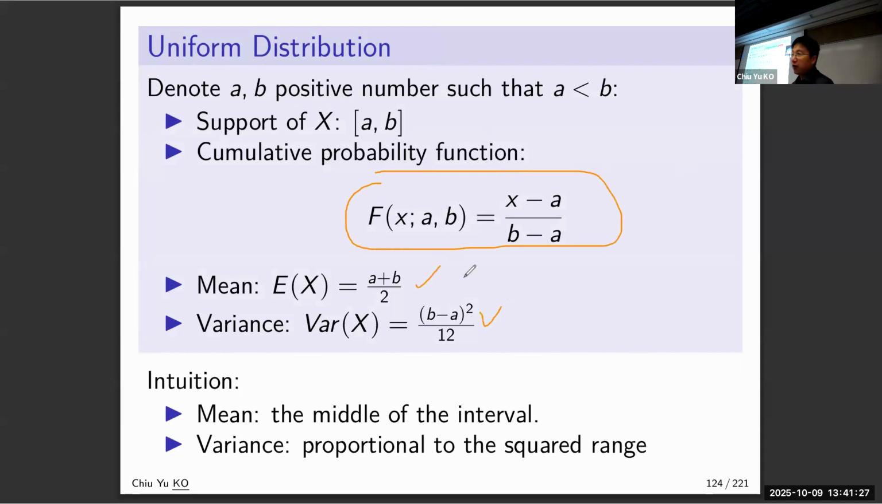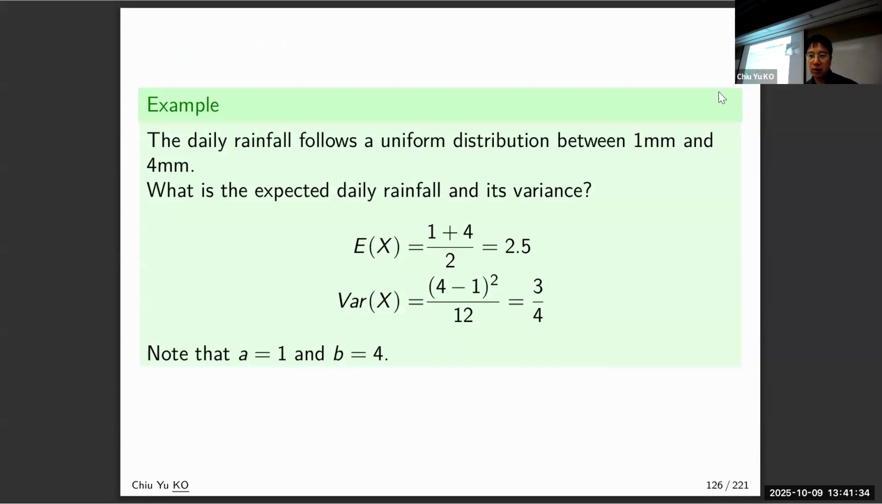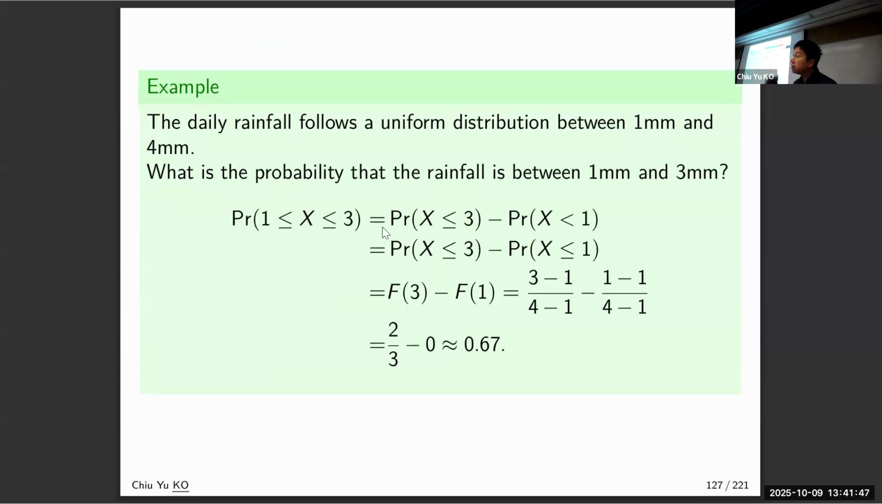So this is the thing we ask, just like the example we asked you, right? I give you the rainfall is from 1 to 4, what would be the mean and the variance? You know A is 1 and B is 4, then you can just plug into the formula, then you're done, right? Or if you want to know the probability, you just plug in. Between 1 and 3, it's just F of 3 minus F of 1, right? Just to remind you why this is true, this is small f. Sorry, it's uniform, right? Uniform is from 1 to 4, right?